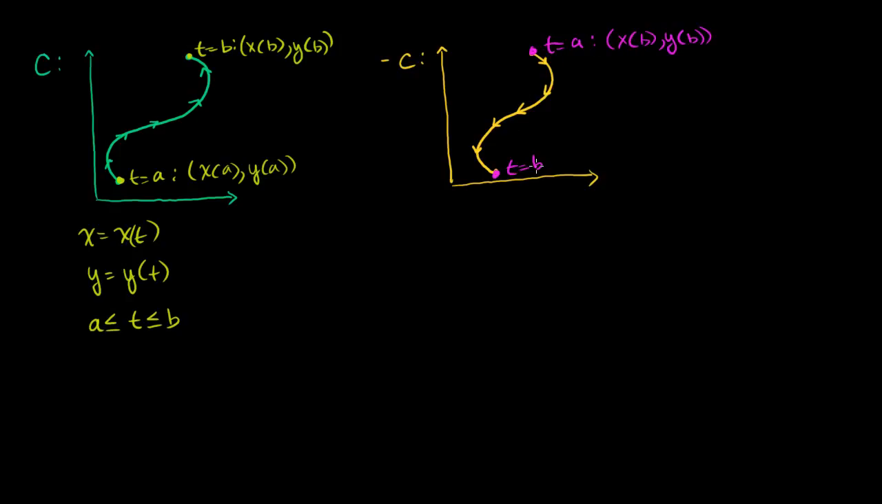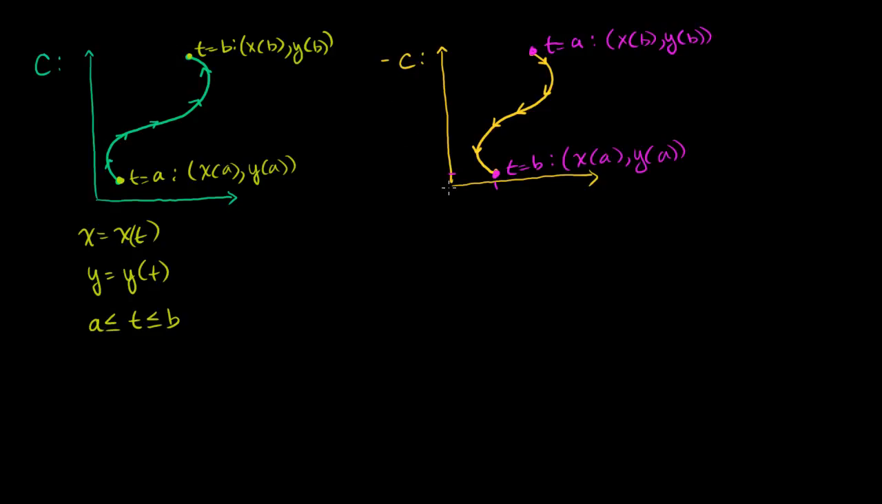And when t is equal to b, I want the coordinate to be x of a, y of a. Right? Notice they're opposites now. Here t is equal to a, x of a, y of a. Here t is equal to b, our endpoint. Now I'm at this coordinate x of a, y of a. So how do I construct that?